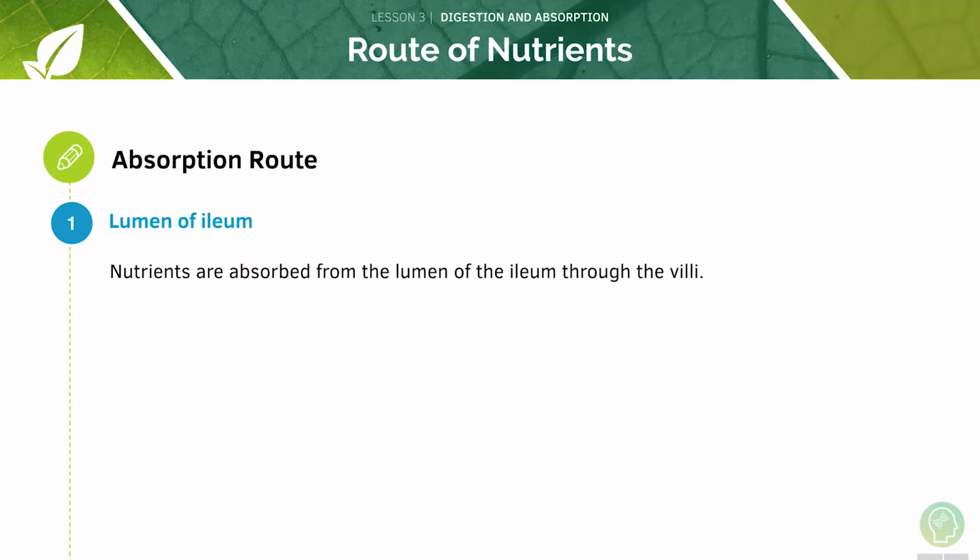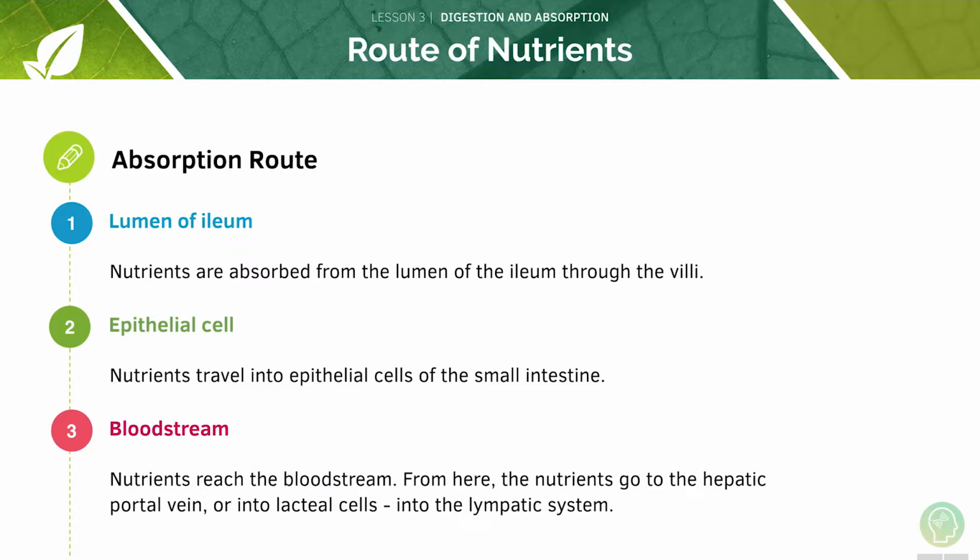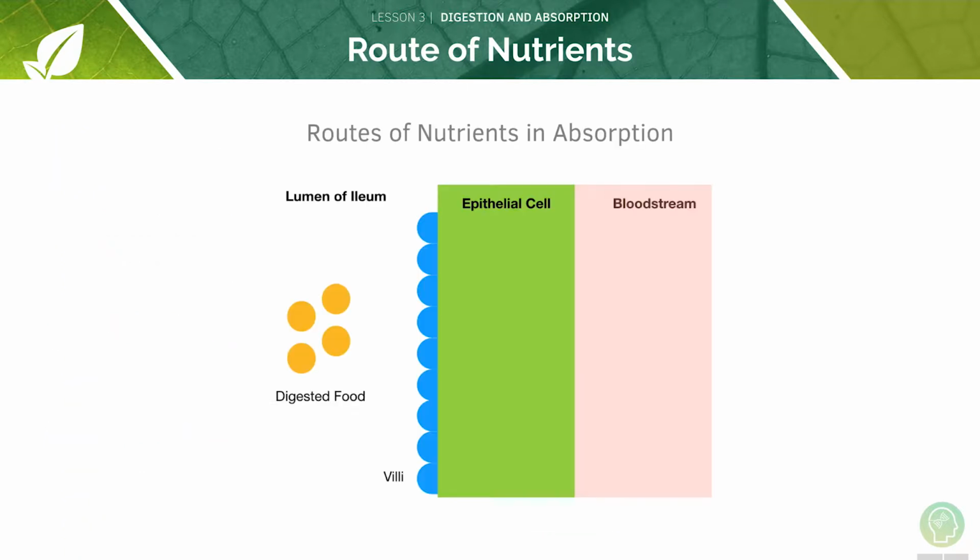First, the nutrients are absorbed from the lumen of the ileum through the villi. Next, they reach the epithelial cells of the small intestine. They will then reach the bloodstream to go into the portal vein and the lymphatic system. The diagram here is to give you a visual representation of what we've just explained.